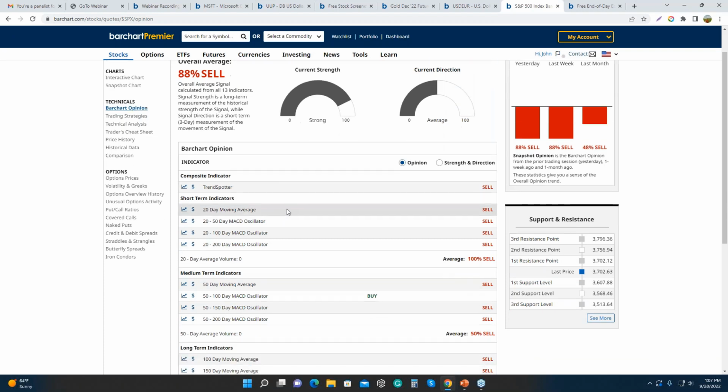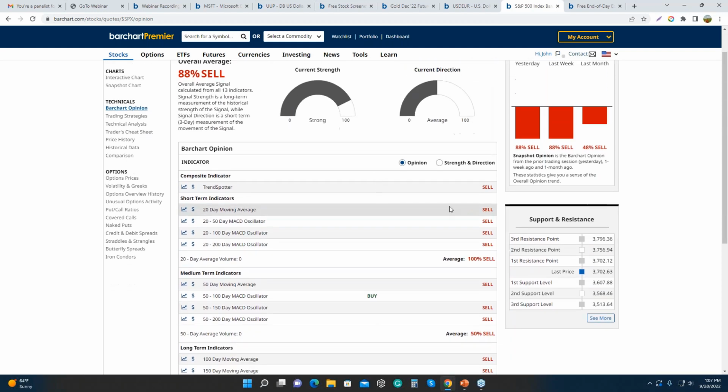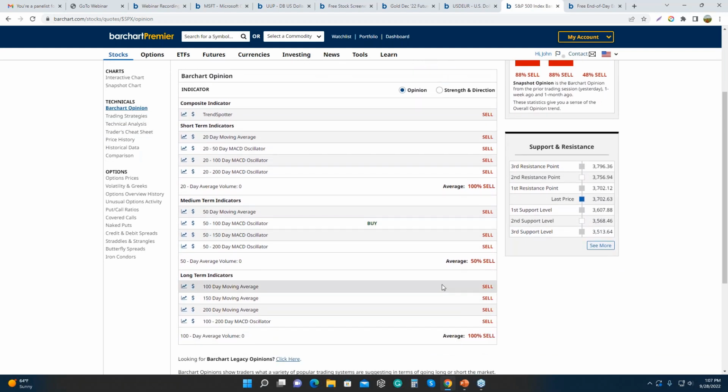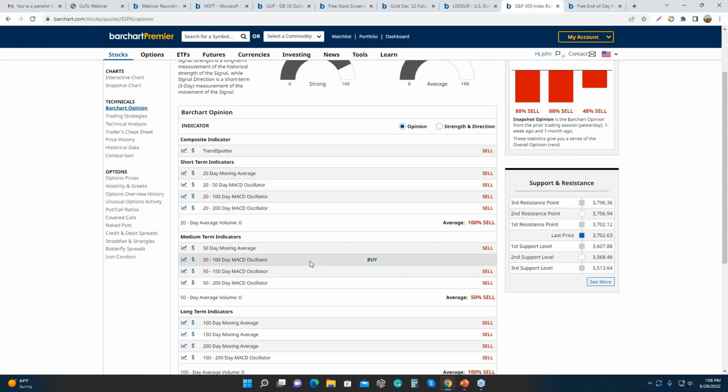So they're divided into three time frames: short, medium, and long term. So if all 13 of our technical indicators are showing the same signal, and for instance, in this case we can see for the S&P, we have 12 of the 13 are showing a sell signal. But if all 13 were showing the same signal, then the overall opinion would be 100%. And each dissenting signal would change the percentage. So you can see one dissenting changes it to 88.